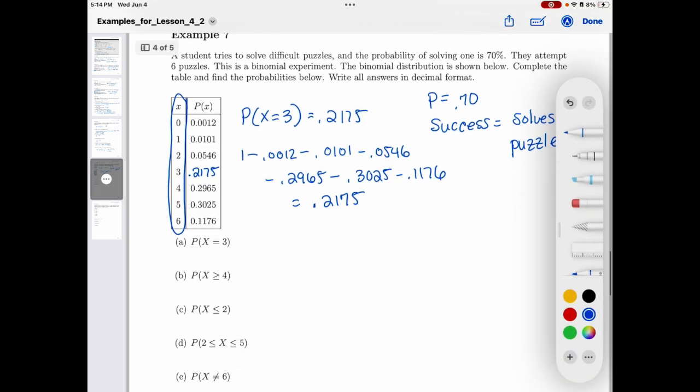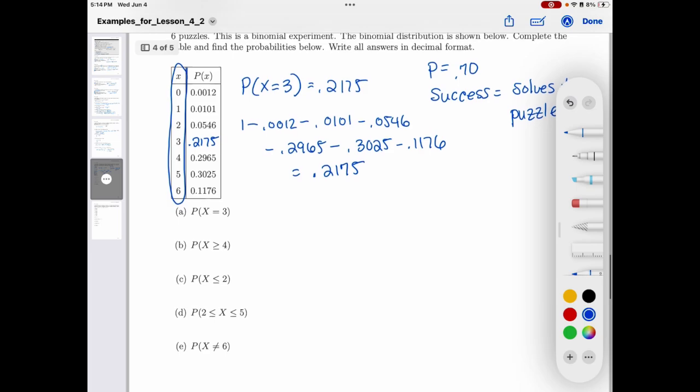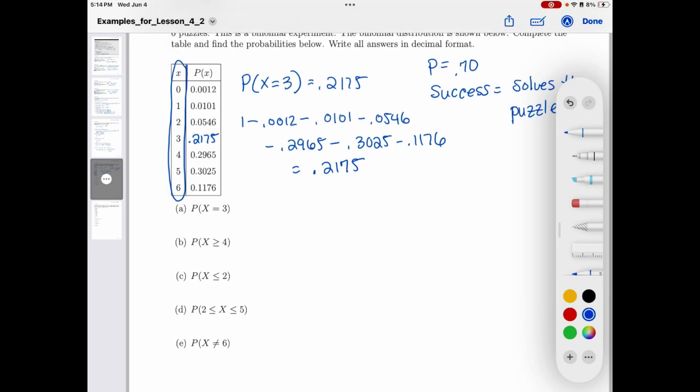Now we're going to use this table to answer the question. So part A, that's exactly what we just found. We were looking for the probability when x is equal to 3. So that's 0.2175.